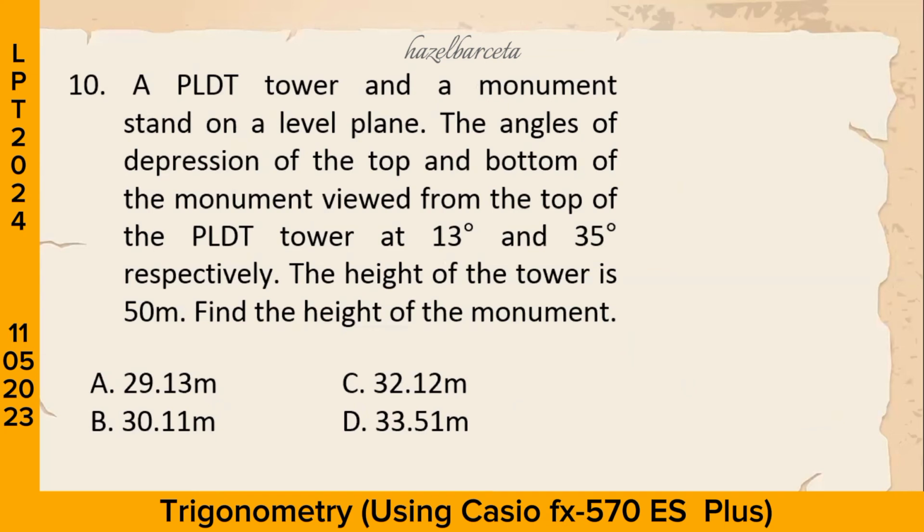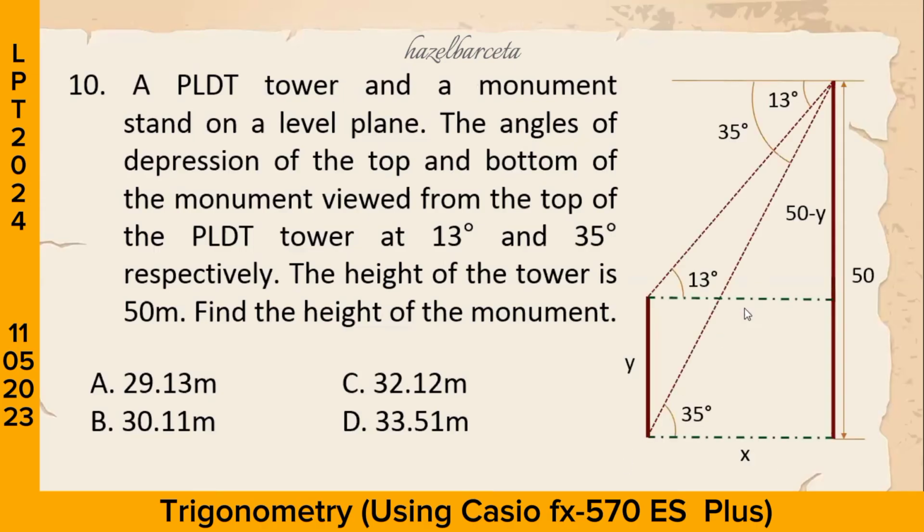Okay, problem number 10. A PLDT tower and a monument stand on a level plane. The angles of depression of the top and bottom of the monument viewed from the top of the PLDT tower are 13 degrees and 35 degrees respectively. The height of the tower is 50 meters. Find the height of the monument. So, ito po ang ating figure.